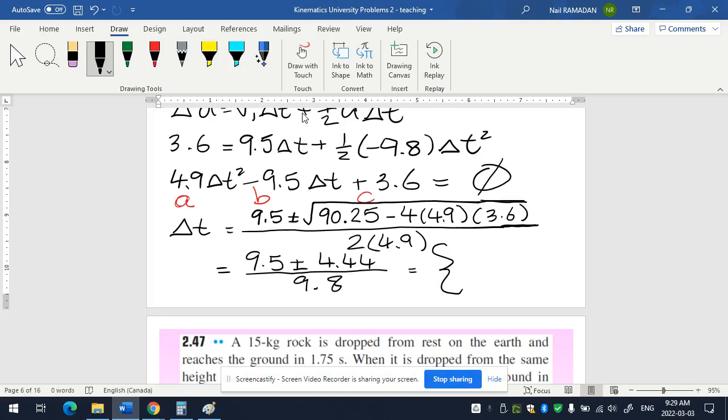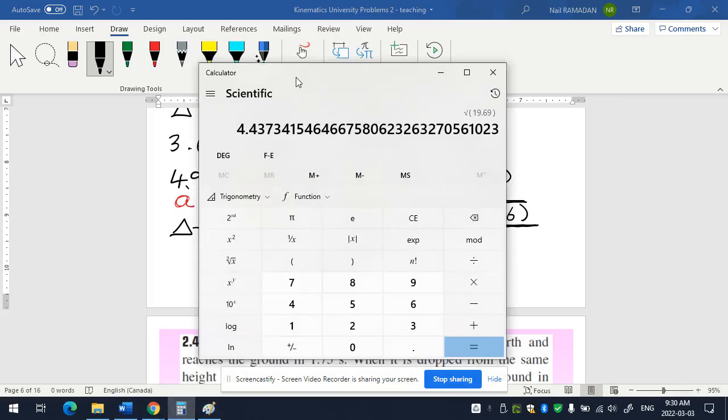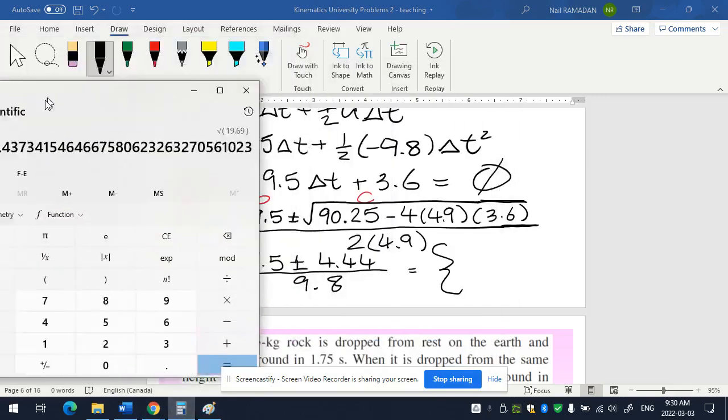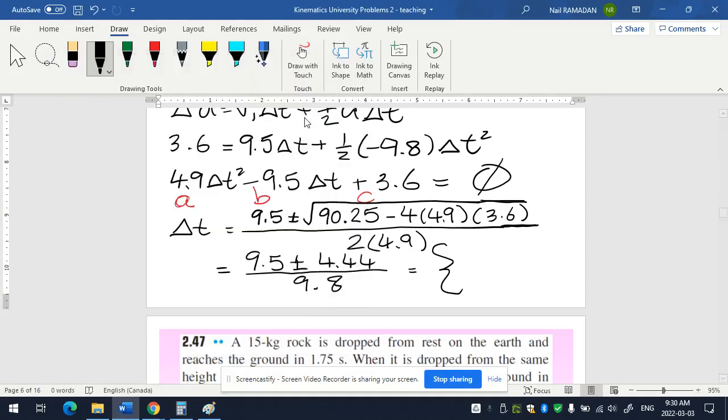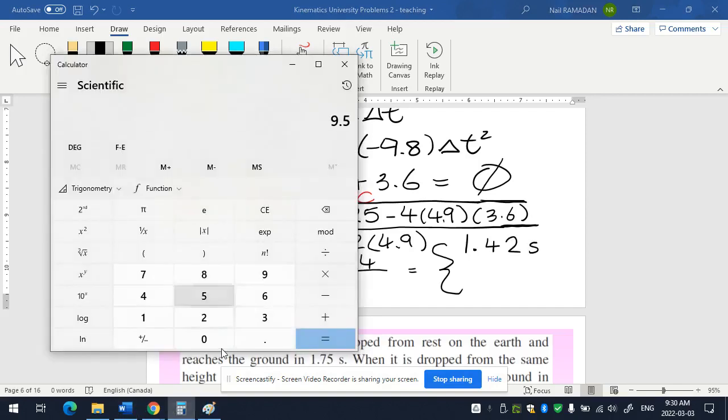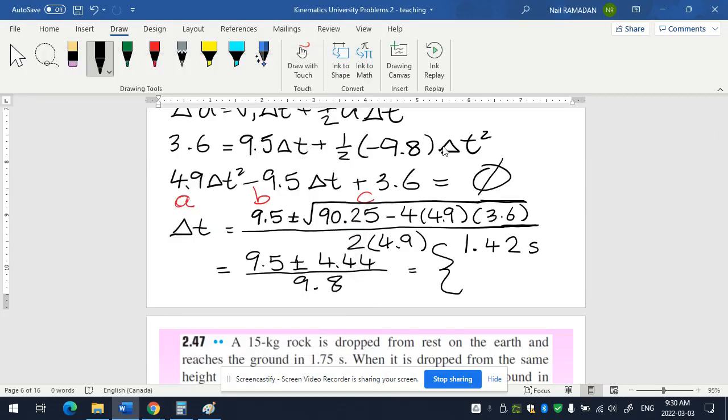We get, let's just do the plus first. Doesn't matter which one you do first. You have to do both. So 9.5 plus 4.44 divided by 9.8, which is how much? 1.42. So 1.42 seconds, bless you. And 9.5 subtract 4.44 divided by 9.8, which is 0.516. 0.516 seconds.